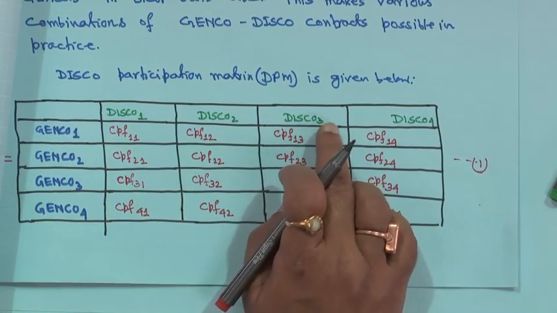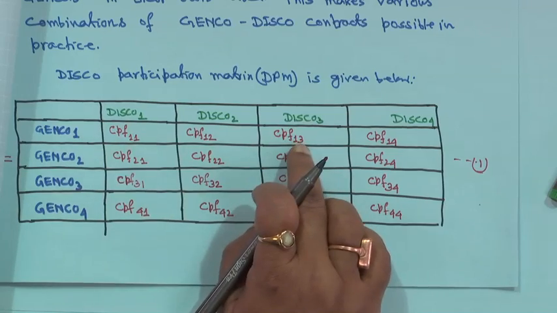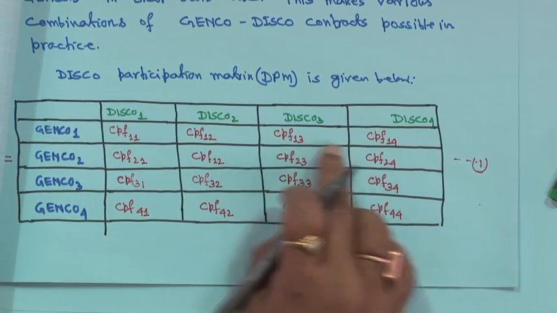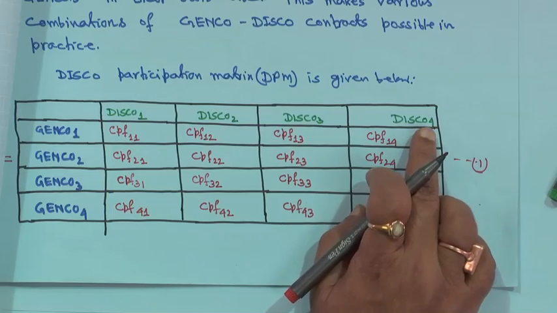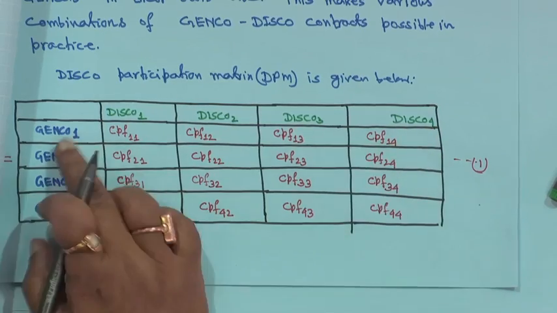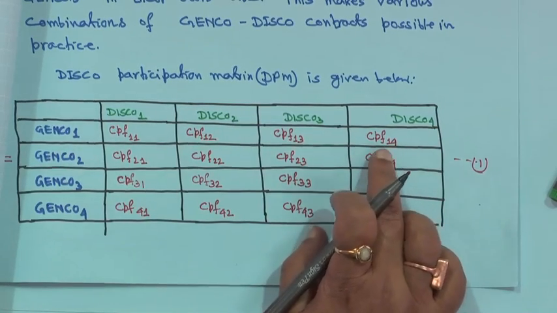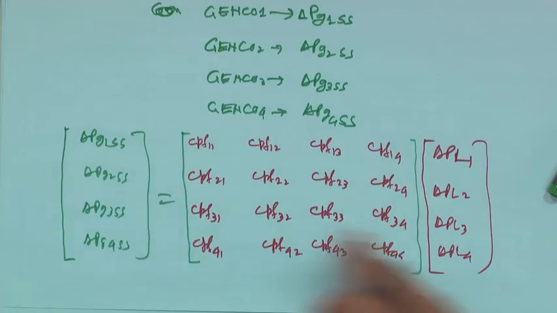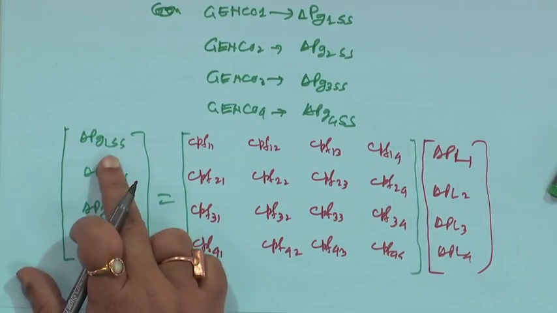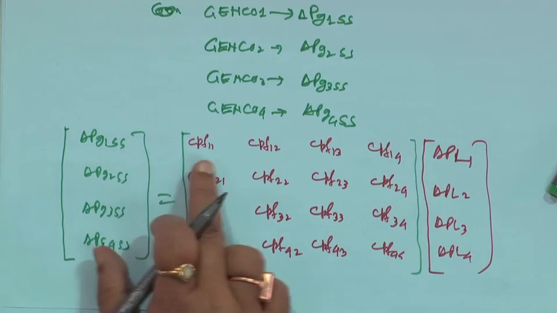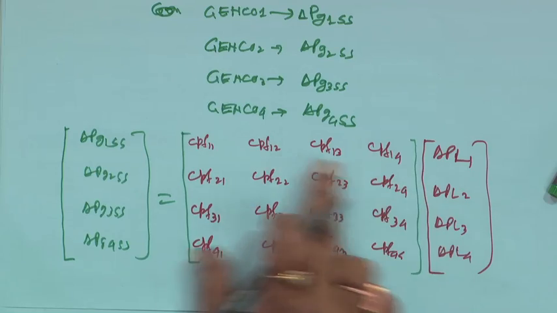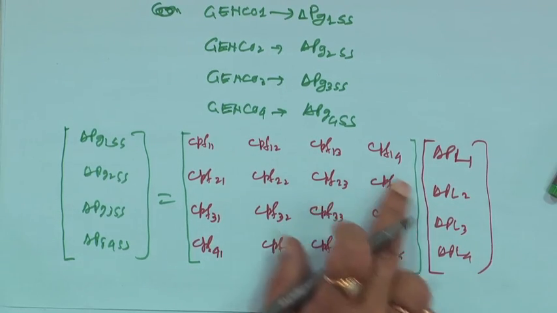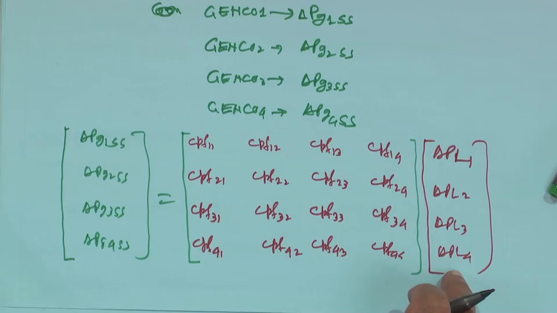Then plus Disco 3 also has contact with GenCo 1 and the fraction is CPF 13, the demand is delta PL3, so it will be CPF 13 into delta PL3. And Disco 4, suppose its demand is total delta PL4, but the fraction in contact with GenCo 1 will be CPF 14 into delta PL4, right. That is why the total power generated by GenCo 1 at the steady state will be CPF 11 delta PL1 plus CPF 12 delta PL2 plus CPF 13 delta PL3 plus CPF 14 delta PL4, right.